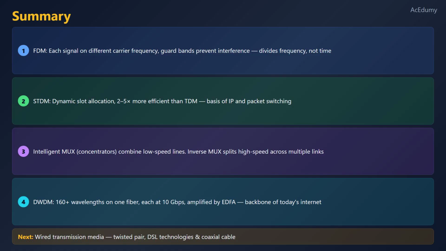WDM and DWDM multiplex up to 160+ wavelengths onto a single fiber, with each channel carrying gigabits per second, amplified by EDFA without electrical conversion. DWDM is the backbone technology of today's Internet. In the next lesson, we will explore wire transmission media, twisted pair cables, DSL technologies, and coaxial cable.